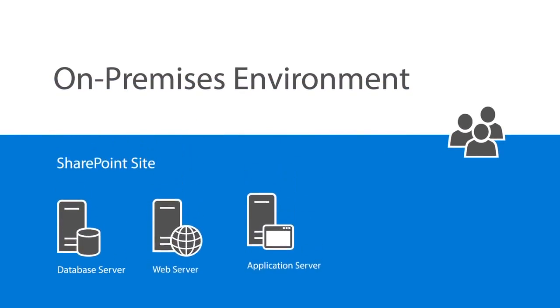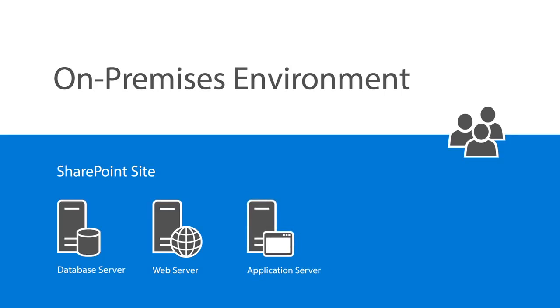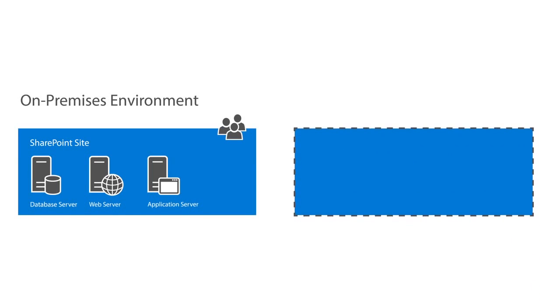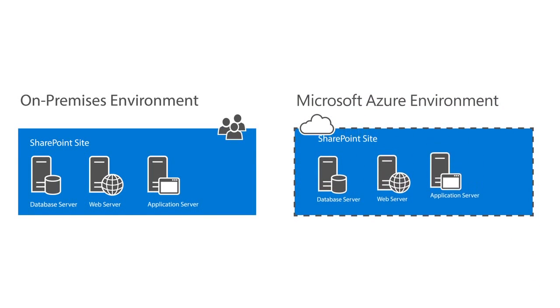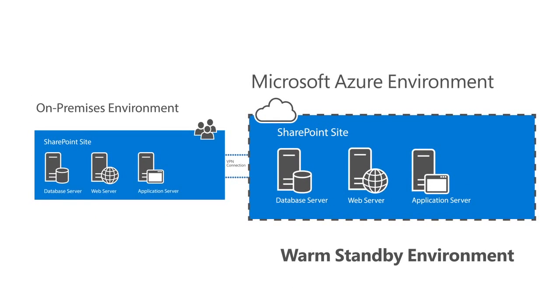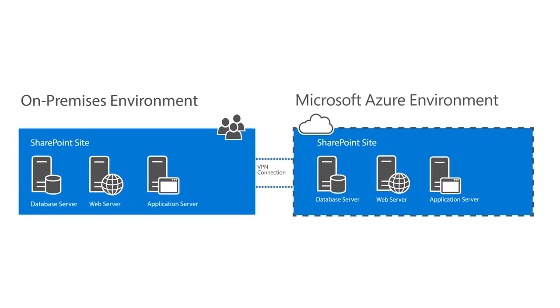Consider this on-premises SharePoint site with a web server, application server, and Microsoft SQL Server. If something goes wrong, it helps to have a replica of your system ready to use while you troubleshoot. You can connect your on-premises environment with a similar one in Azure using a VPN tunnel. You can quickly switch users to the warm standby with a few manual steps. This gives you time to troubleshoot the on-premises problem.